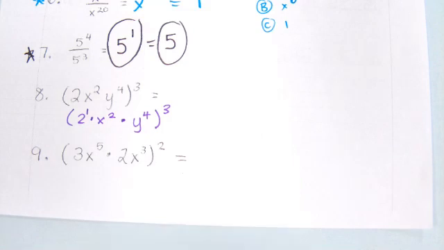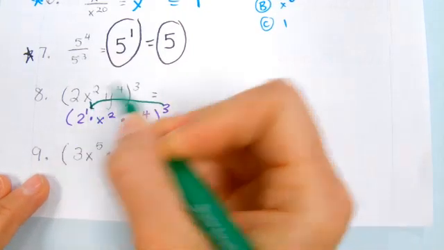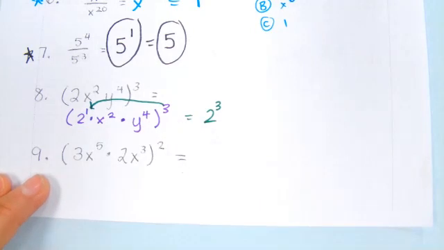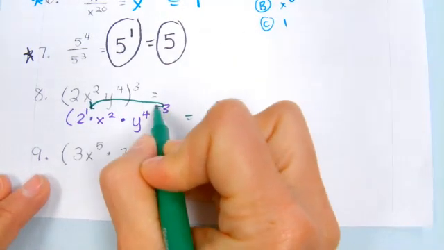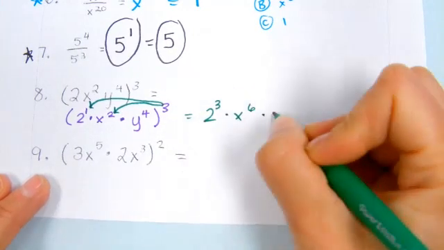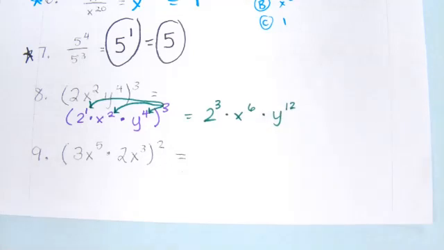So I take this little one on the outside and I multiply it by the first exponent. So this becomes 2 to the third power because 3 times 1 is 3. Then I put down my x. What is the exponent on the x now? 6. Good. Then I put down my y. What's the exponent on y? 12, because I'm multiplying. Is that the answer? There's one more move I have to make. What do I do to that 2 to the third power?